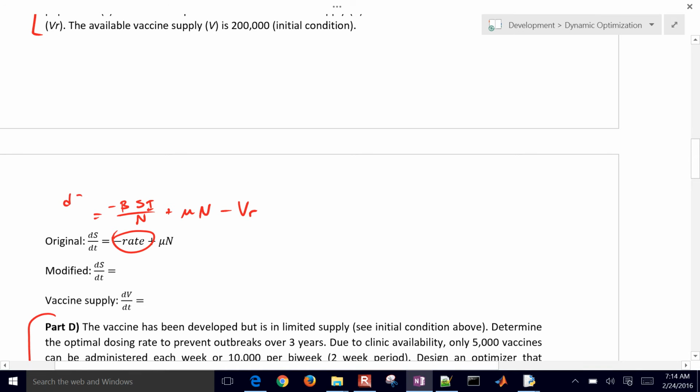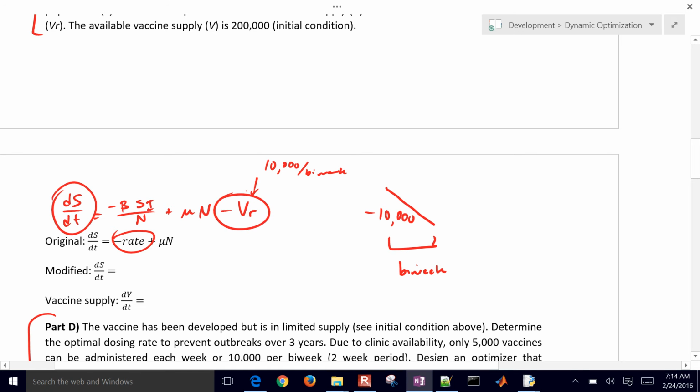Okay, so if we have this be 10,000 per bi-week, then that's going to be the slope of this. So that susceptible population is going to go down by 10,000 over a bi-week period. Okay, so we just add this additional term right here.